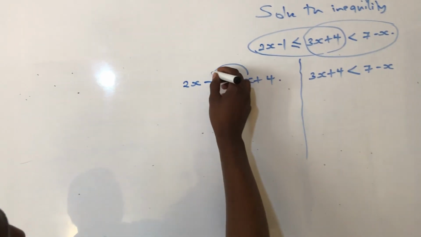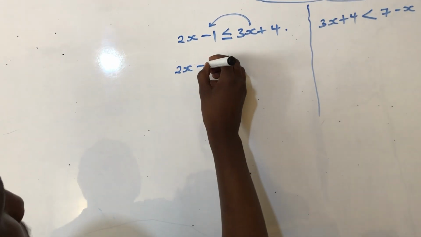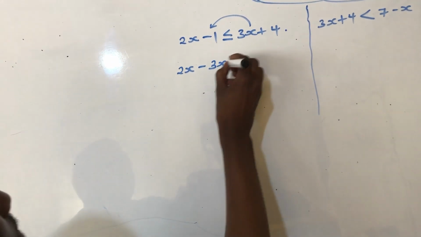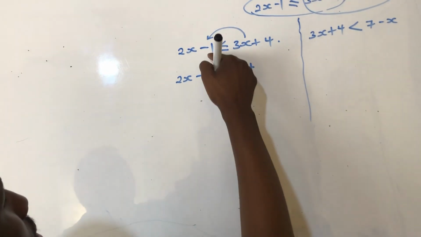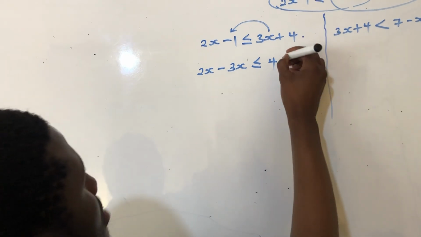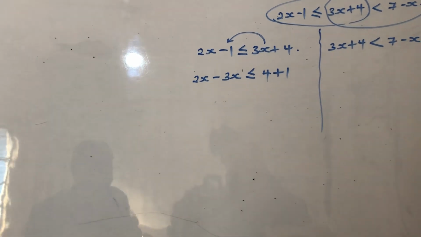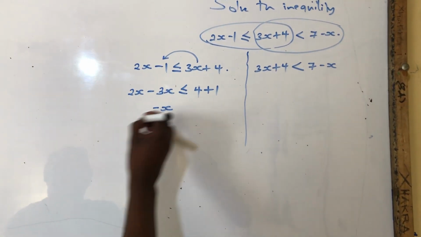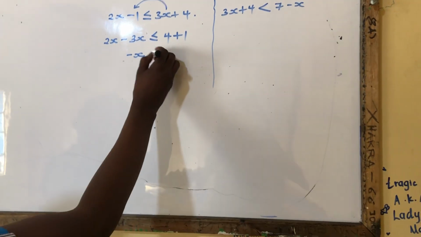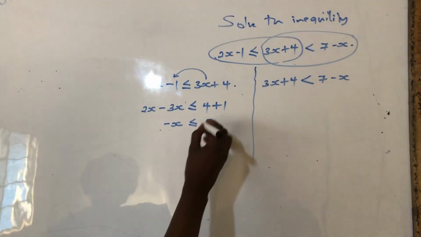I'll carry the 3x to this other side. I'll have 2x - 3x is less than or equal to 4. The negative 1 will cross to the other side to become a positive 1. What is 2x - 3x? This should be negative x. It's less than or equal to 4 + 1, which should give us 5.